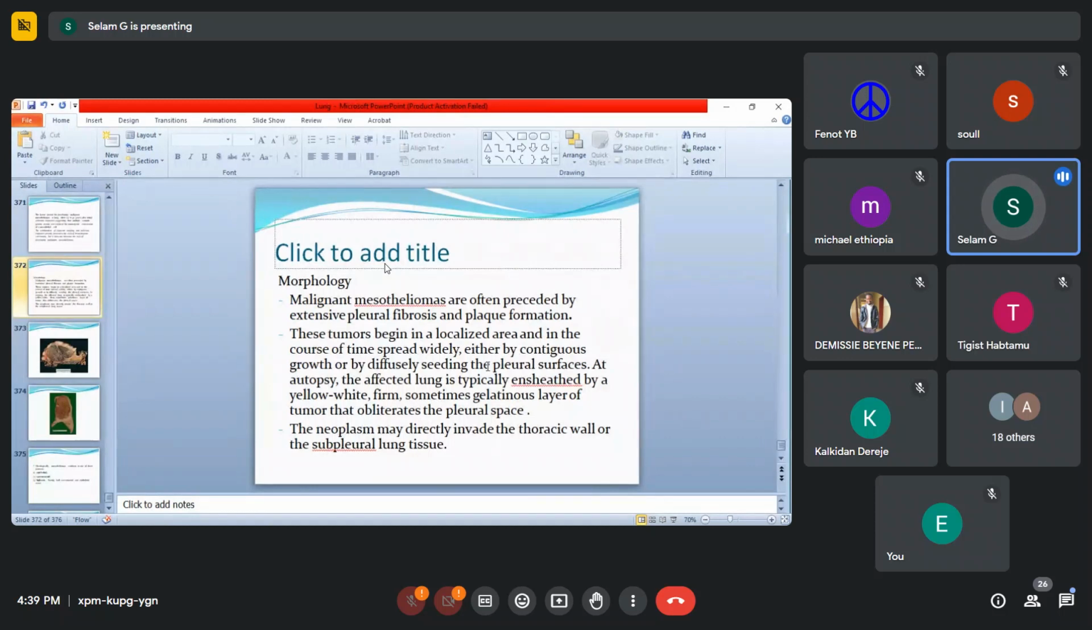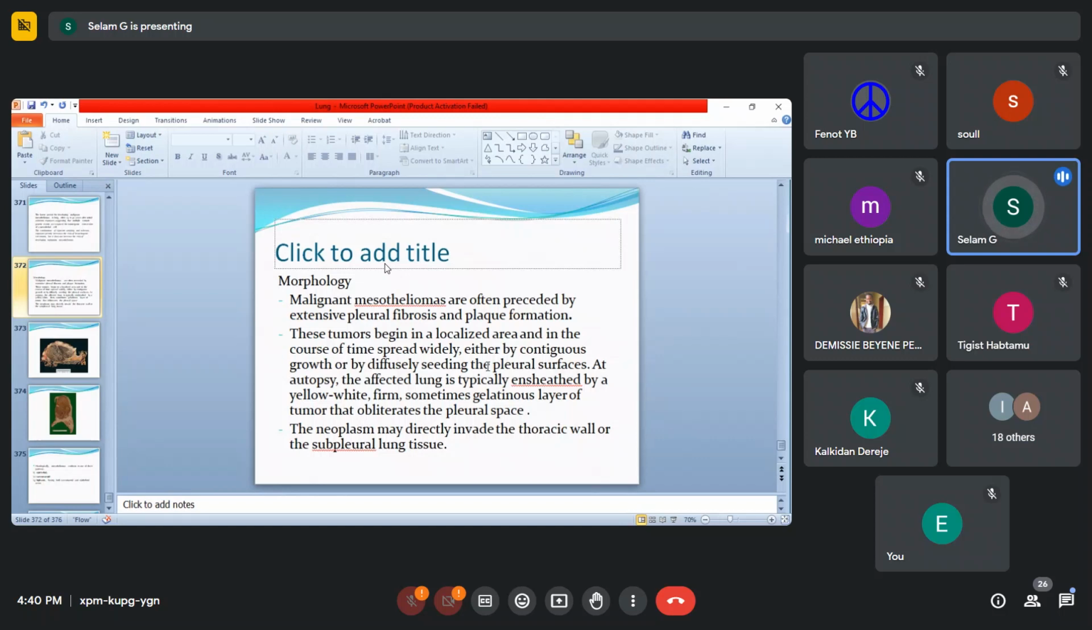Morphologically, malignant mesotheliomas are often preceded by extensive pleural fibrosis and plaque formation. These tumors begin in a localized area and, in the course of time, spread widely either by continuous growth or by diffusely seeding the pleural surface. At autopsy, the affected lung is typically ensheathed by a yellowish-white firm shell, sometimes a gelatinous layer of tumor that envelops the pleura.